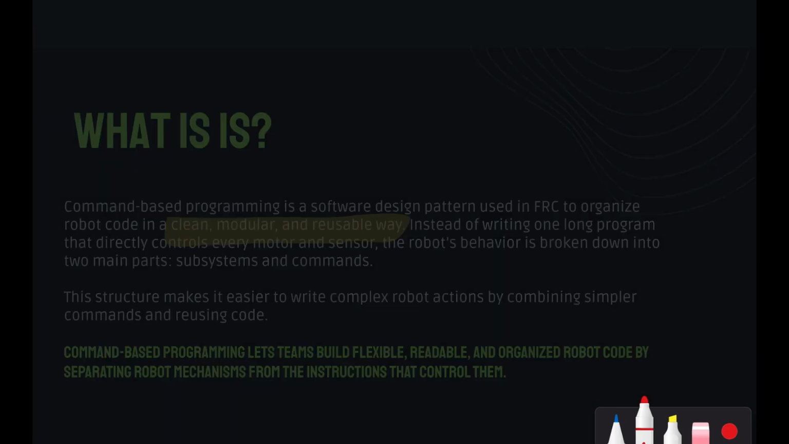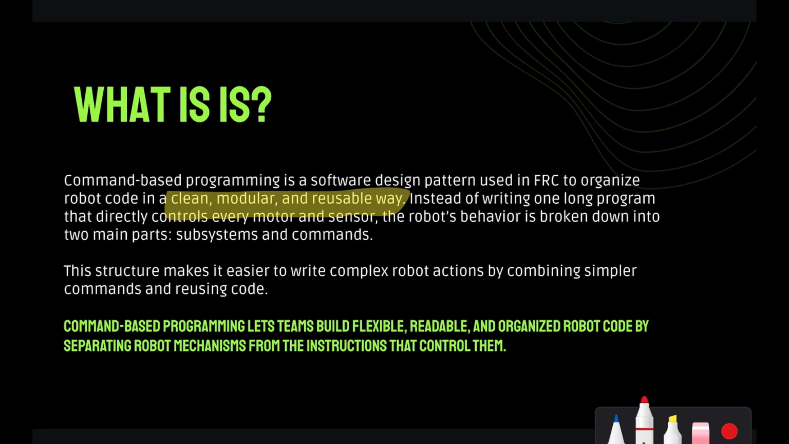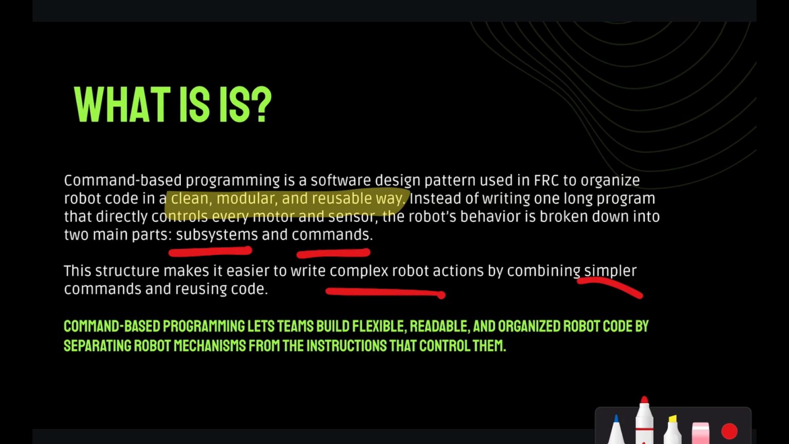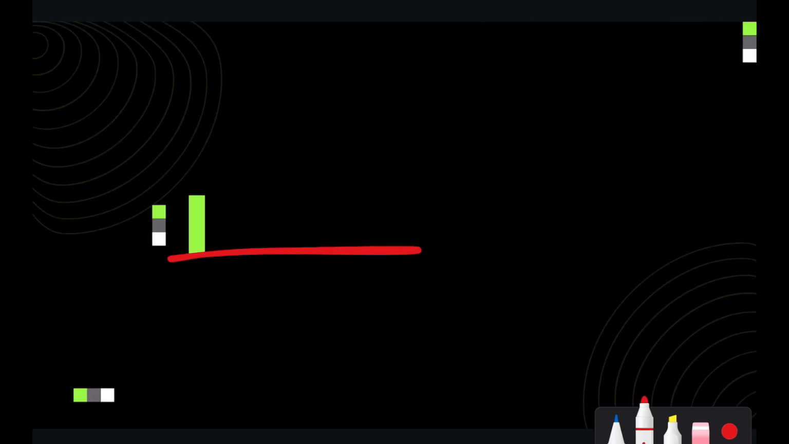You have code for specific segments of the robot, like your arm, your elevators, and we call those subsystems. And another big part of that is going to be commands. So the robot's behavior is broken down into two main parts, subsystems and commands, and this helps make writing complex robot actions a lot simpler, and we can focus on more advanced things rather than trying to squint and look at lines and lines of code, although that's still going to be a part of programming. That's just programming.